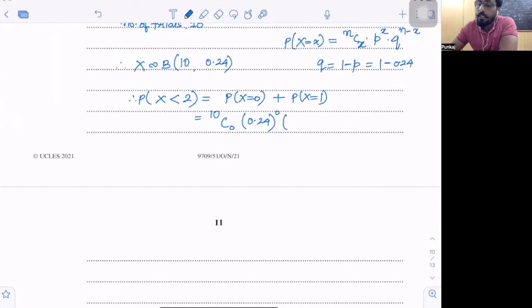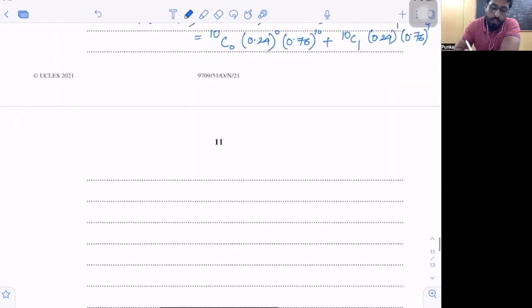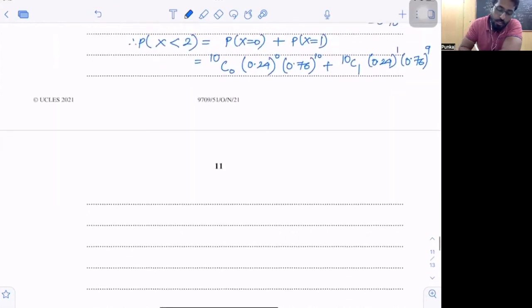That's definitely going to be 0.76. So I'll write here 0.76 raised to what? 10 minus 0, so it's simply 10, and then plus 10C1, 0.24 raised to 1, 0.76 raised to 10 minus 1, and that's 9. So you want to simplify this. I can write the probability of x less than 2, and you have the calculator, you can make use of it and very quickly get your answer.